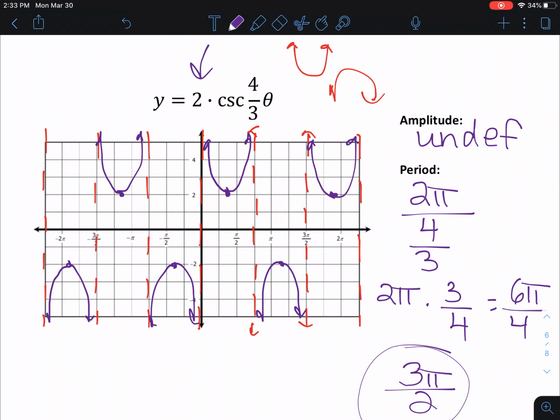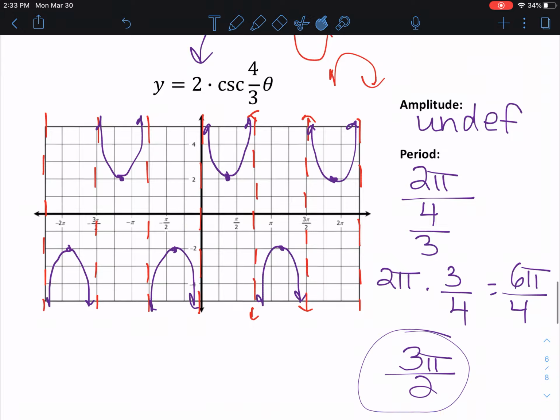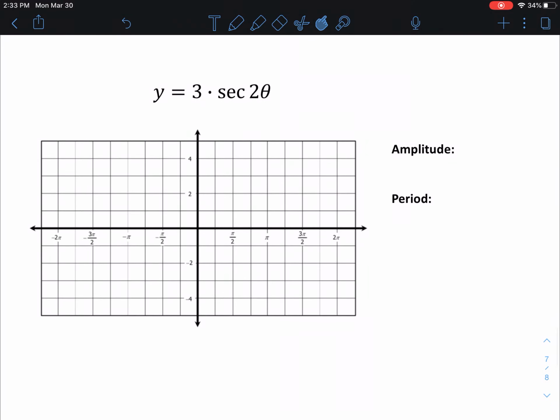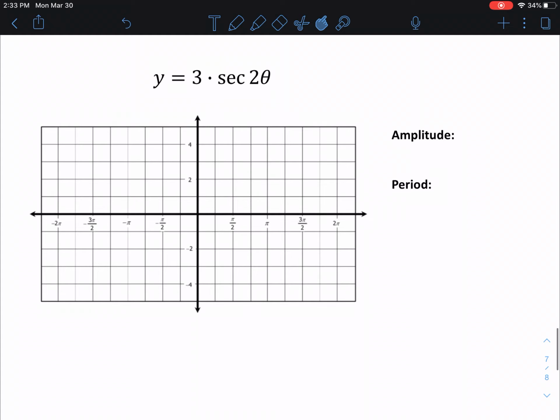All right, let's try taking a look at our next one. This one I find to be a little bit more challenging is the secant graphs. And you'll see why here in a second. But, okay, our amplitude, once again, undefined.